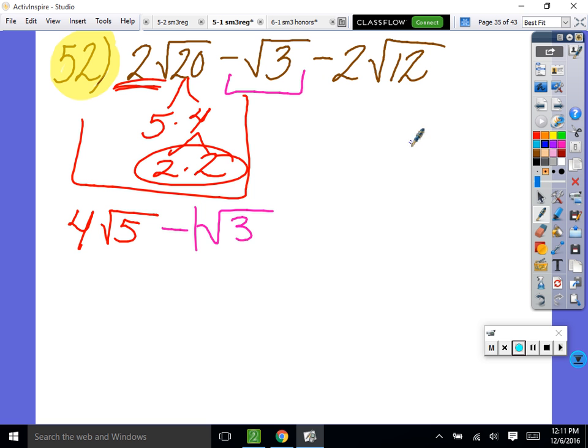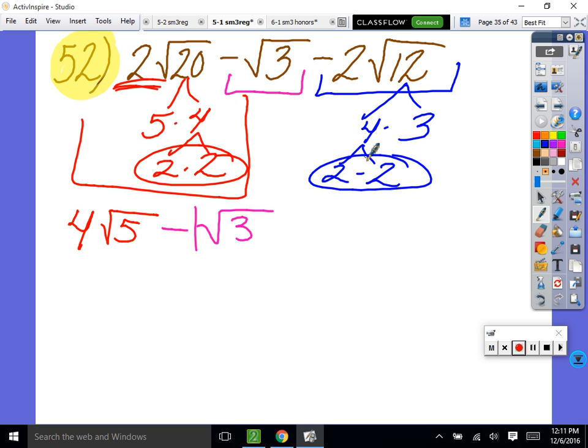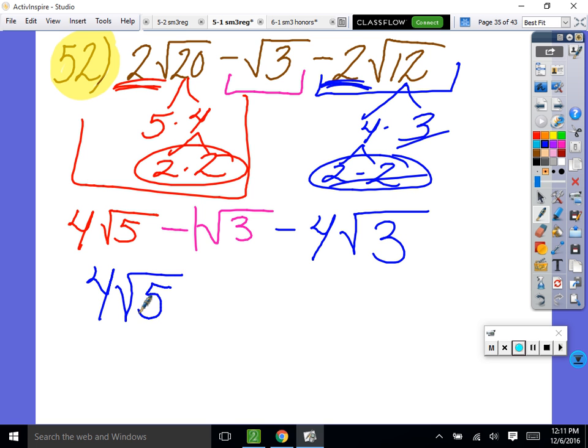Changing colors again, simplify that. 4 times 3, 4 breaks down into 2 times 2, and we're going to keep simplifying. Careful here. Negative 2 times 2 is negative 4. Left under our house is a 3. So now you look at this and say, can I combine anything? 4 square roots of 5, no other square roots of 5, and then we have minus.